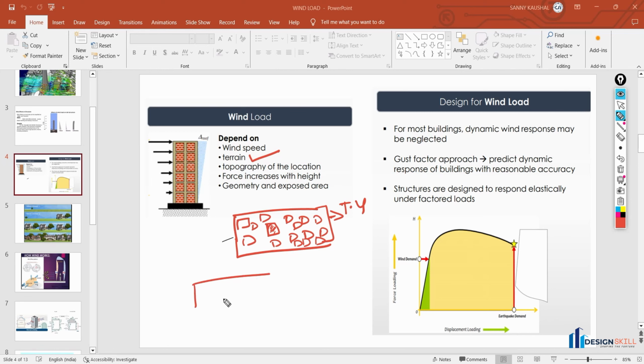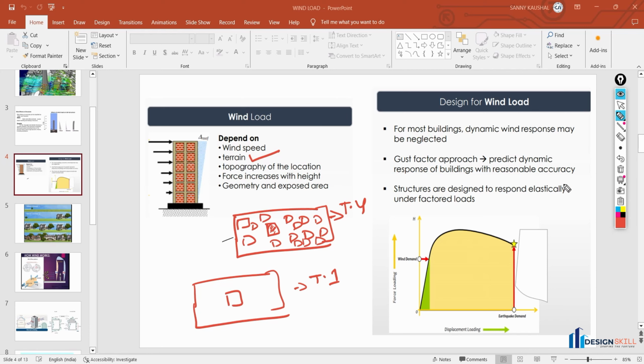In the same situation, I have another piece of land where no surrounding building is constructed, and the wind obstacle is nearly zero here. When the wind comes, there is no obstacle for this structure, so this will come in terrain category 1. So there are different terrain categories, and on the basis of that we have to apply or design the wind load.